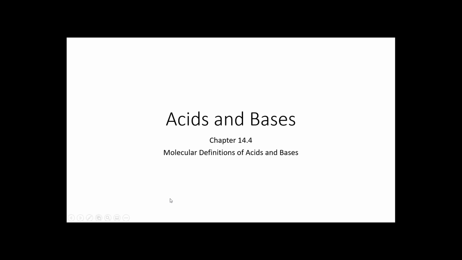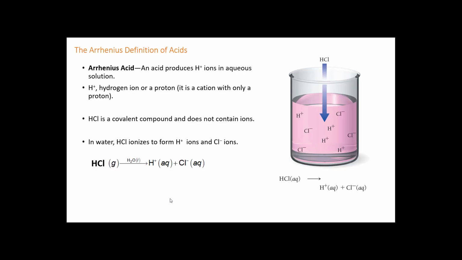Hi class. So this section is 14.4, molecular definitions of acids and bases. We are going to look at two different types of definitions for acids and bases. The first one is the Arrhenius definition, and we're going to start with acids. So the Arrhenius acid definition is an acid produces H+ ions in aqueous solution.